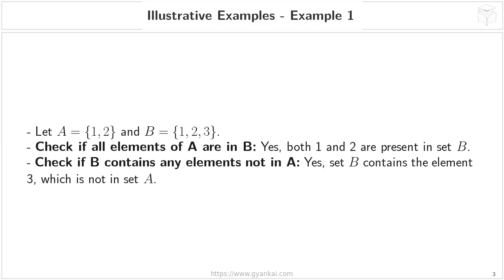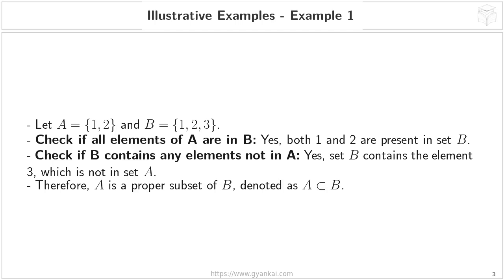Next, and this is the crucial part that distinguishes a proper subset from just a regular subset, we need to check if set B contains any elements that are not in set A, and yes, it does. Set B contains the element 3, and 3 is not found within set A. Because both of these conditions are met, all elements of A are in B, and B has at least one element that A doesn't, we can confidently say that A is a proper subset of B. We denote this mathematically as A is a proper subset of B.